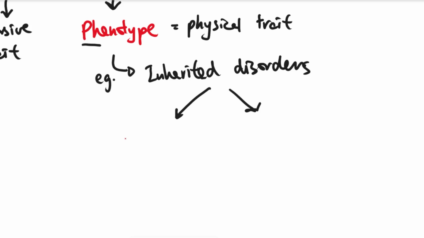We have a dominant inherited disorder caused by a dominant allele, which is called polydactyly. The person with polydactyly will have an extra digit, so we mean an extra finger or an extra toe.